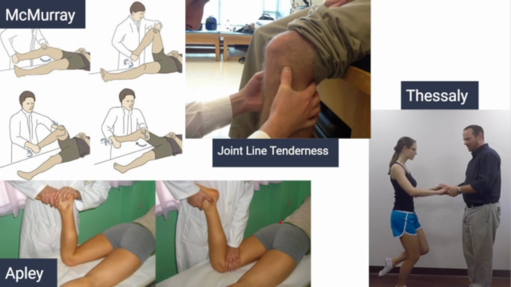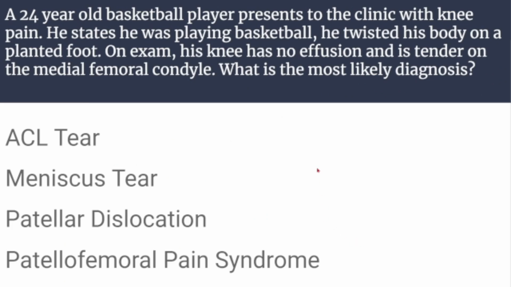You can also distract it. Palpating the joint line is actually a pretty good test as well. And then Thessaly's is reportedly the most sensitive. I don't know that. I would say that, but the literature might. The patient has their knee flexed about 30 degrees, and then they're doing some internal external rotation on that flexed knee.